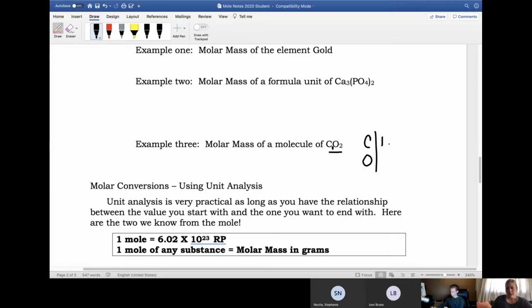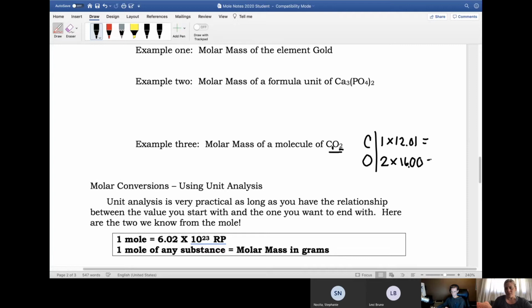1. And we're going to multiply that by its molar mass. What's the molar mass of carbon? 12.01. Yep. And then we're going to do the same thing for oxygen. How many oxygens do I have here? It's the subscript on that element. 2. And we multiply that by the molar mass of oxygen, which is 16.